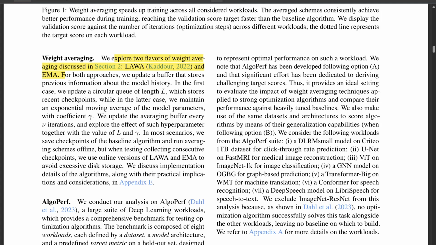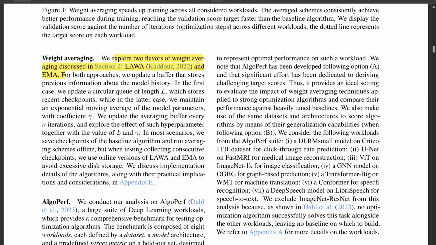EMA, though, is more like a fading memory. The very latest model states have the most influence, the most weight, but older ones gradually fade out. Their influence decreases exponentially over time. So it forgets older stuff faster. Exactly. And this exponential decay means you don't actually need to store that entire window of past checkpoints explicitly. You just update a running average with each new set of weights. Which saves memory. Hugely. It makes EMA incredibly memory efficient.